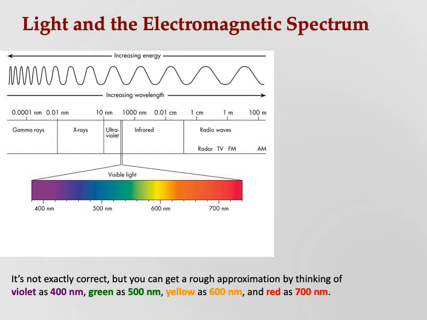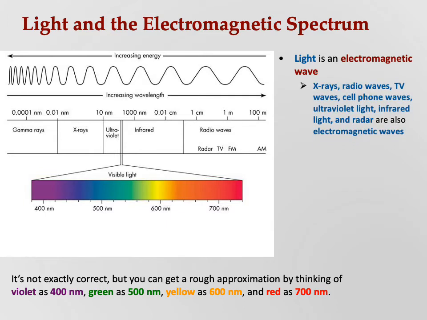Now ultimately we're going to figure out how you see colors. We have to start by noting that light is a type of electromagnetic energy, all right? It's an electromagnetic wave. X-rays, radio waves, TV waves, cell phone waves, ultraviolet light, infrared light, and radar are also electromagnetic waves. Electromagnetic energy is one of the 4 types of energy in the universe.